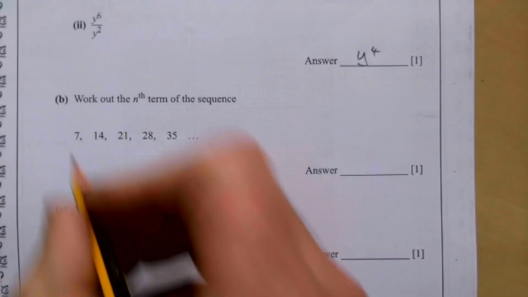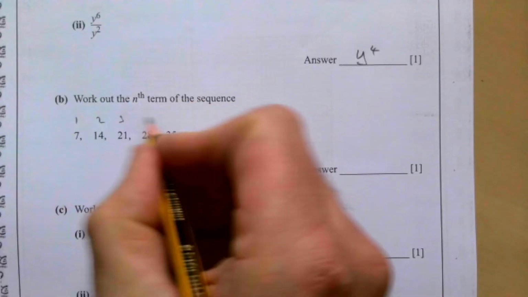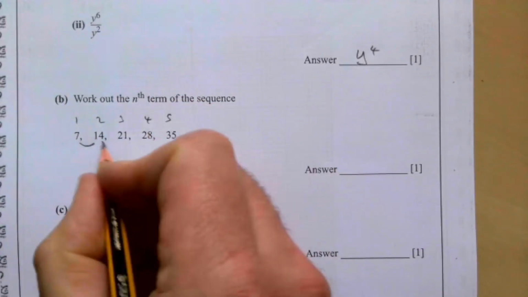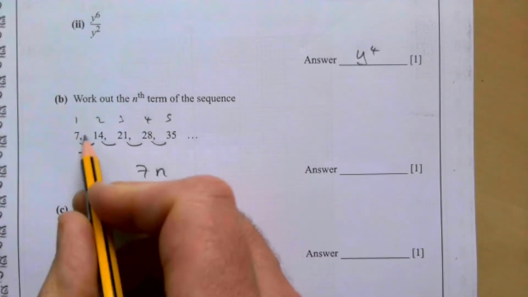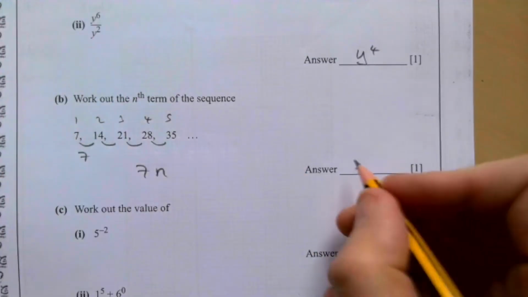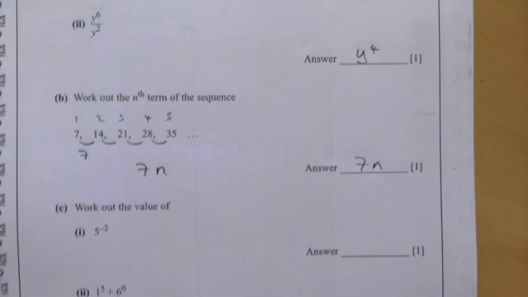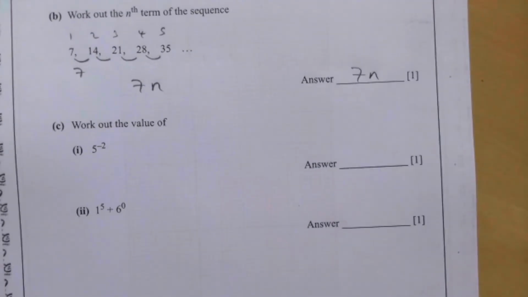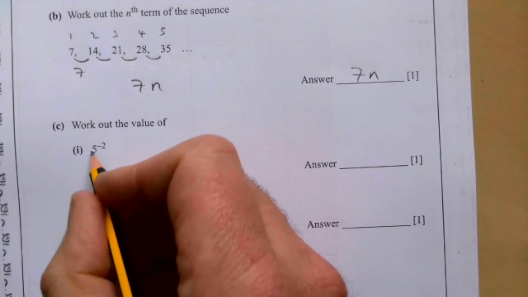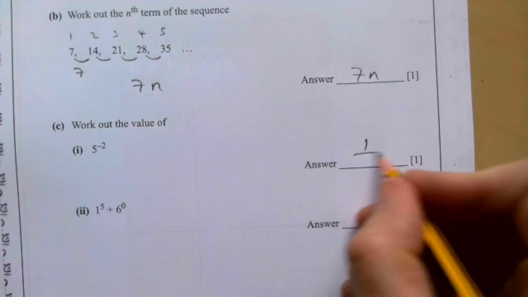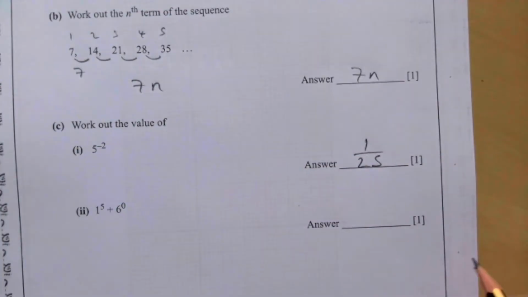Nth term of this sequence, number them 1, 2, 3, 4 and 5. Our gap is 7 each time. That means it's 7n. Quite often you need to then add or subtract something, but in this one we don't, so it's just 7n. 5 to the power minus 2. The 2 does what it always does. 5 squared is 25, and the minus means it's 1 over. So my answer to that then is 1 over 25.